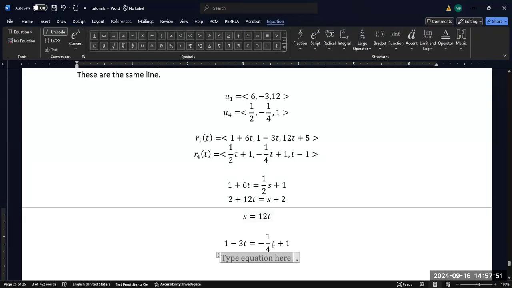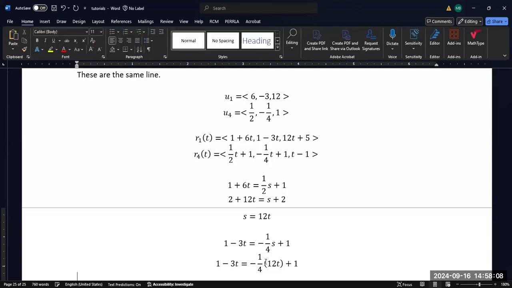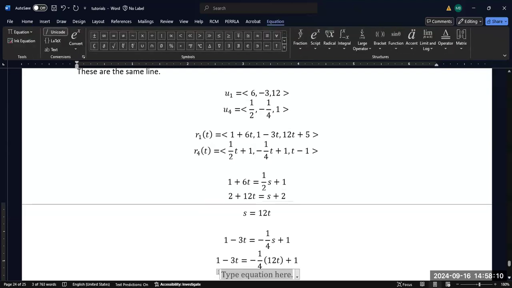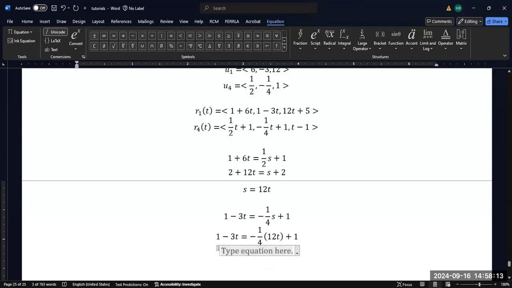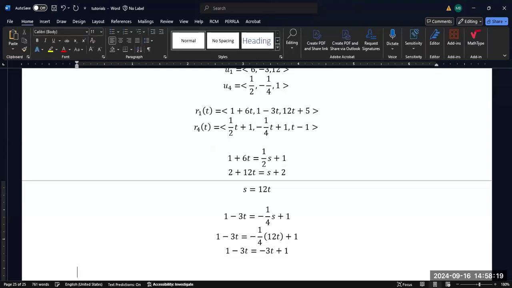Since I already know I have a relationship for s, it's going to cancel that fraction. I'm not going to multiply. So 1 minus 3t is going to be equal to negative 1/4 times 12t plus 1. We're going to see if it satisfies. 1 minus 3t is equal to minus 3t plus 1. That's the same thing.